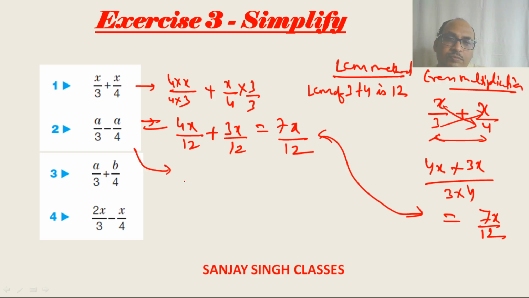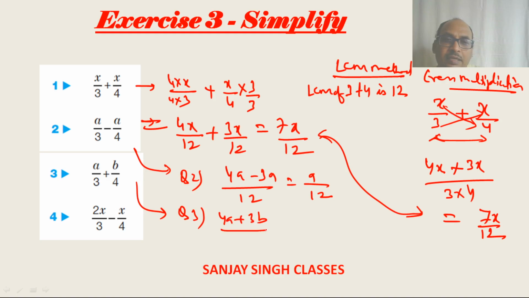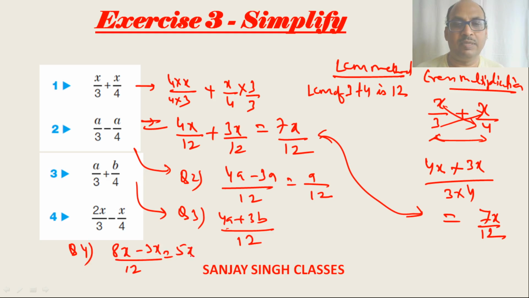For question number 2, similarly 4a minus 3a by 12, so this will give us a by 12. For question 3, it will become 4a plus 3b by 12. So there will not be any change because both are different. These are not like terms. 4a plus 3b are not like terms, so it will be as it is. Okay. Question 4. So 8x minus 3x by 12. So 5x by 12.